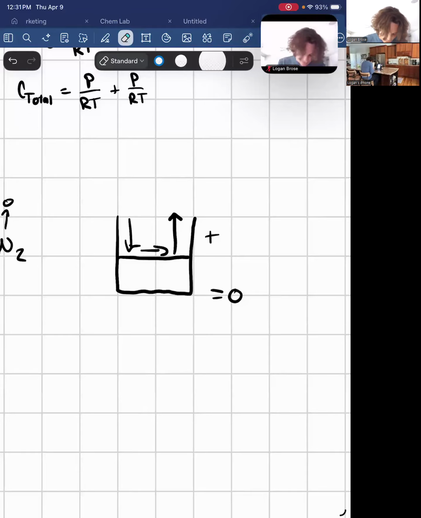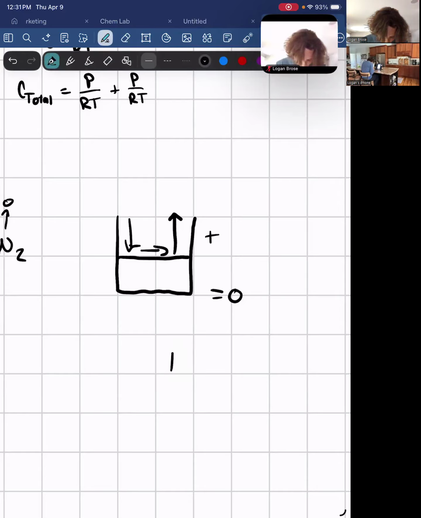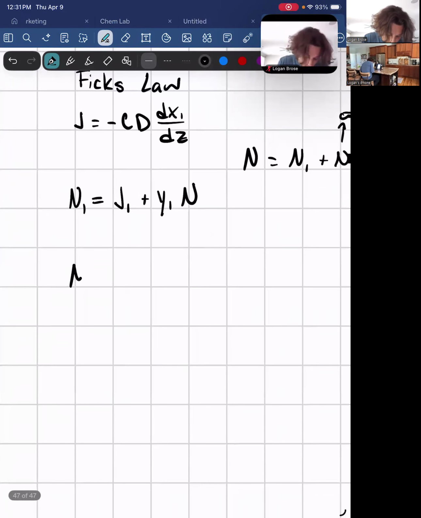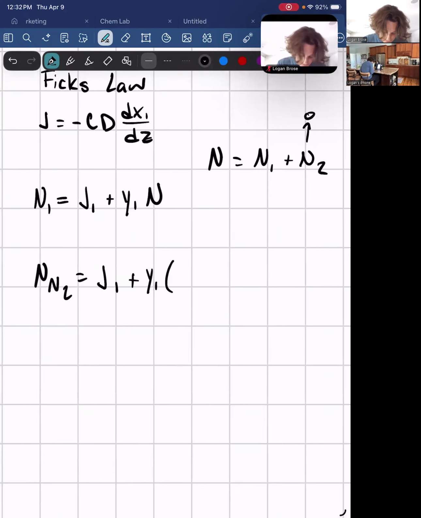And so we know that our flux for our N2 equals 0 because we're not going anywhere. The N2 has nowhere to go in this scenario, so it can't have a flux. So if we rewrite this equation, N1 equals J1 plus Y1, and then we can sub in our N_H2O plus our N_N2.